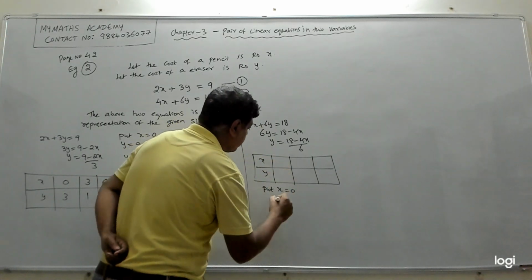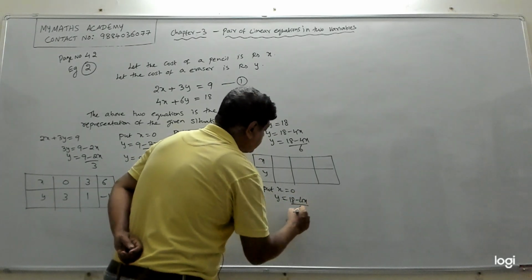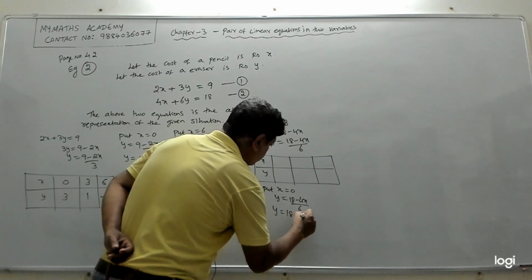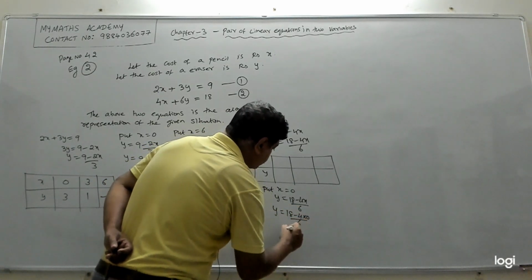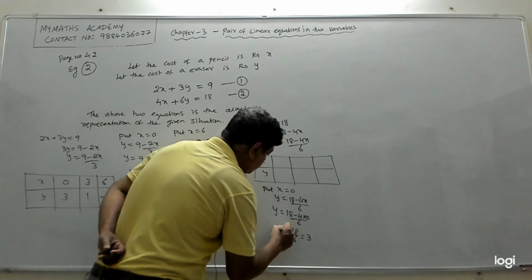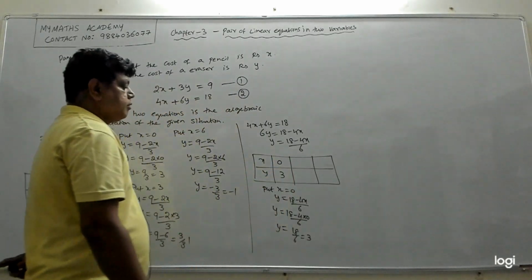Now what is my y? Y is equal to 18 minus 4x by 6. So I will get y is equal to 18 minus 4 into 0 by 6. I will get 18 by 6, which is 3. So my y is 3. When my x is 0, my y is 3.